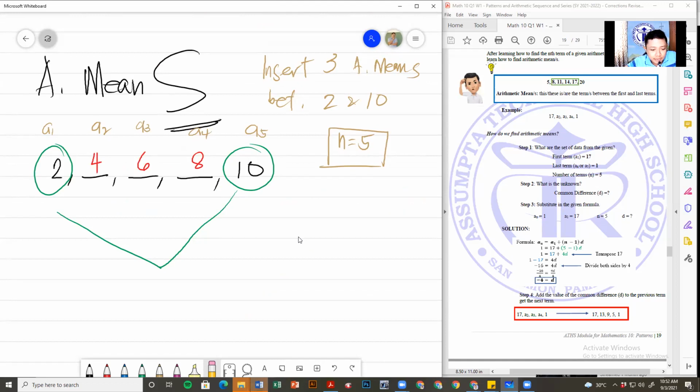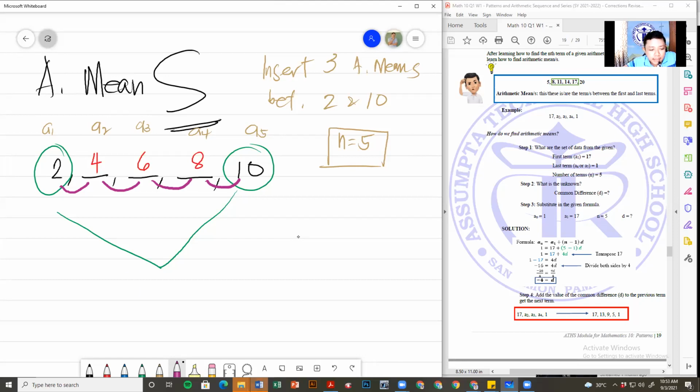Okay. I want you now to observe how many movements we have. From 2 to 4, 1, 4 to 6, 2, 6 to 8, 3, 8 to 10, 4. So there are 4 movements in the process. So what else will we do? We also have here 10 and 2. This time, let's subtract 10 and 2. 10 minus 2, what's the answer? Type the answer in the chat box, please.